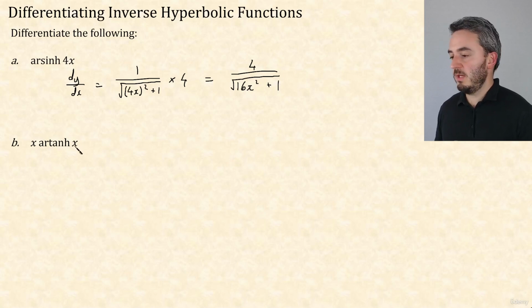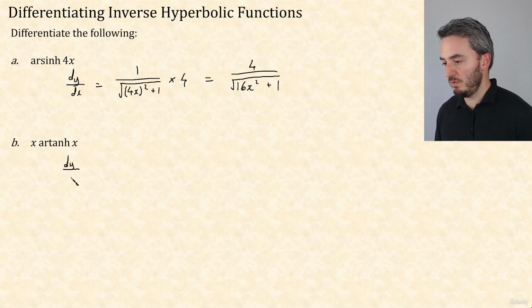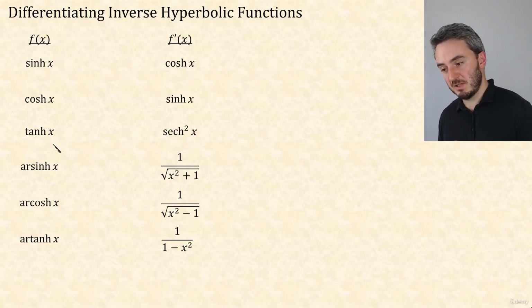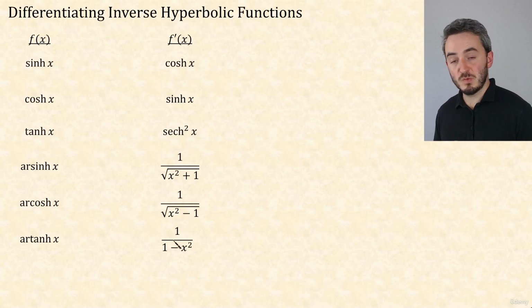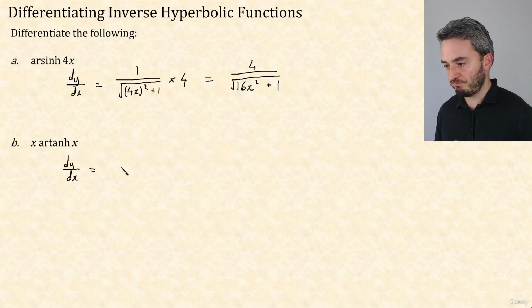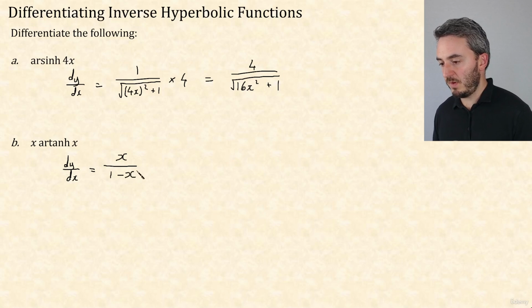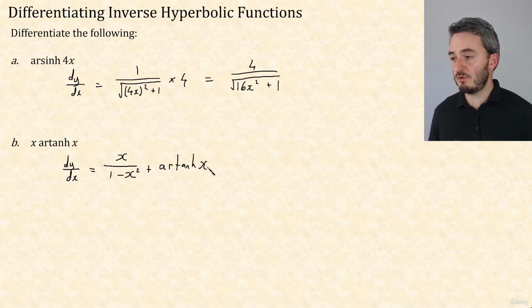Bit of product rule here. There's our u, there's our v. So we've got u v dash, so it's x times the derivative of artanh. Consult our cheat sheet. That's 1 over 1 minus x squared. So we're getting x over 1 minus x squared plus u dash v, which is 1 times artanh x.